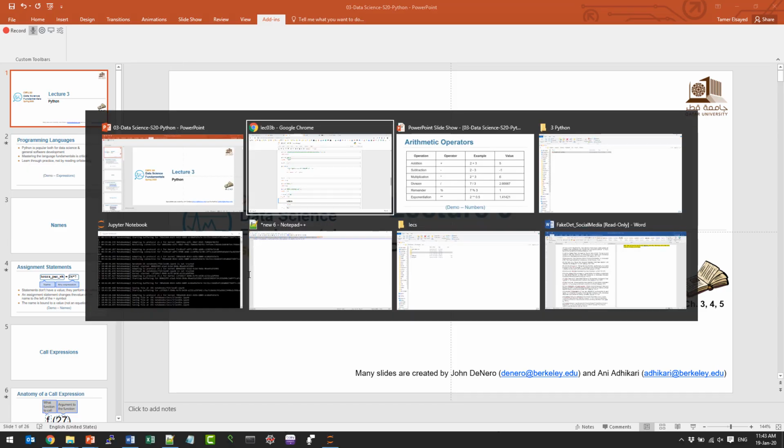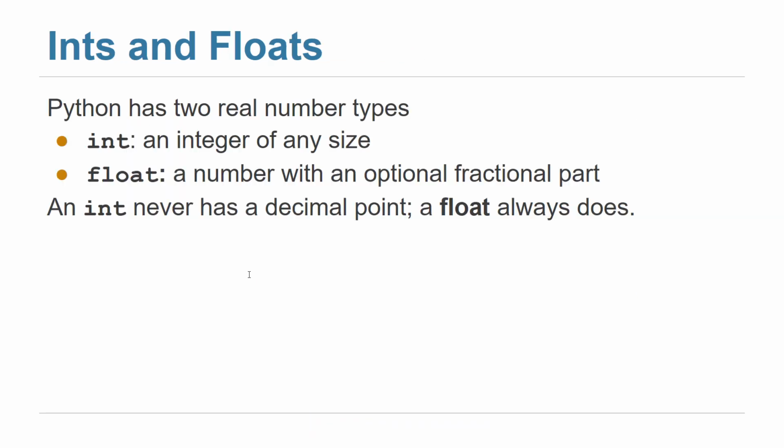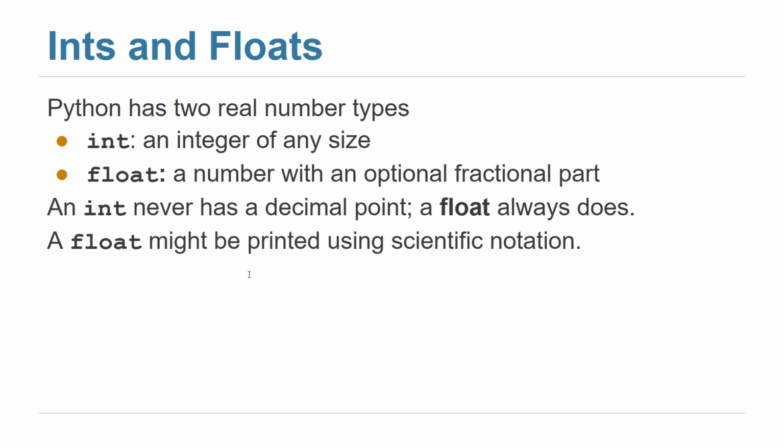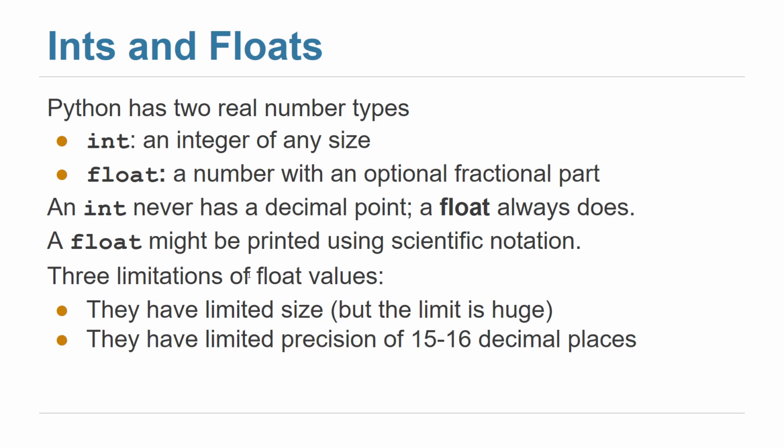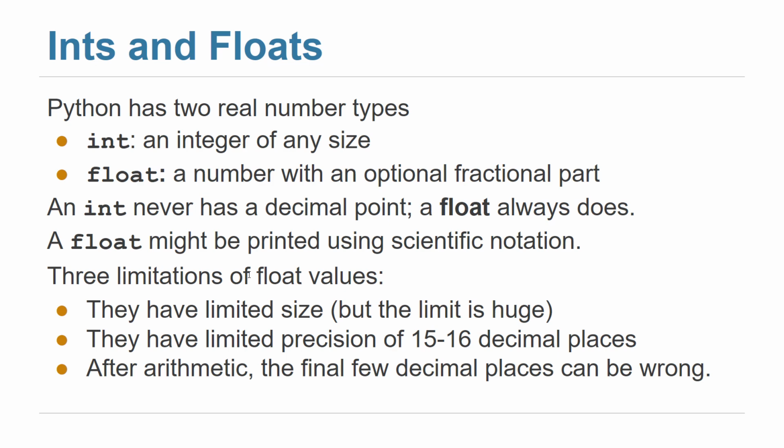Okay, so back to slides. Integers and float. I think you know the difference. Integer has never a decimal point. Float might be printed using scientific notation. There are three limitations to the float values. They have limited size, but the limit is large, as you saw with the very big number. On the other extreme, they have limited precision of 15 to 16 decimal places, so you cannot represent more than that. And after arithmetic, as you saw with multiple operations, you might get some decimal places that would be wrong at the end.